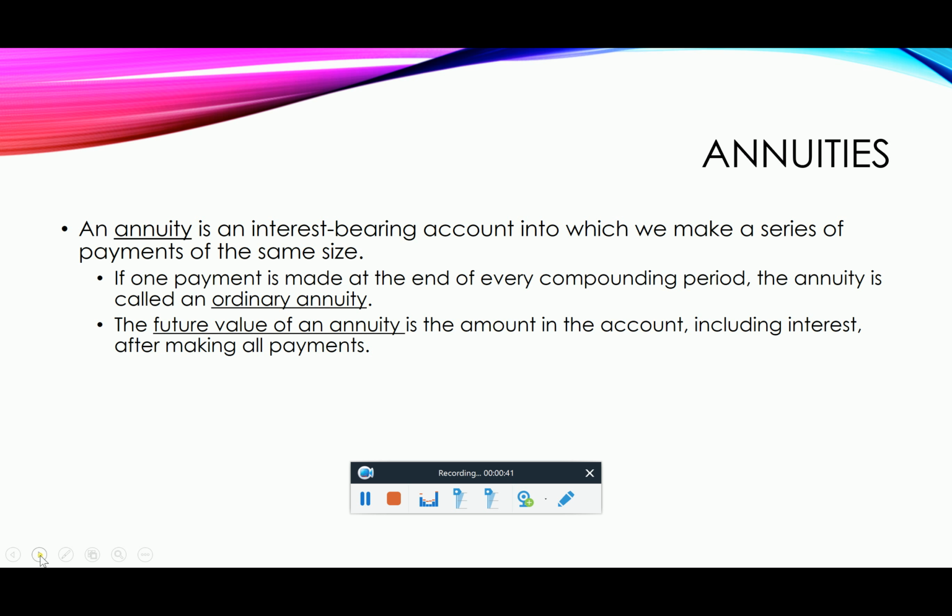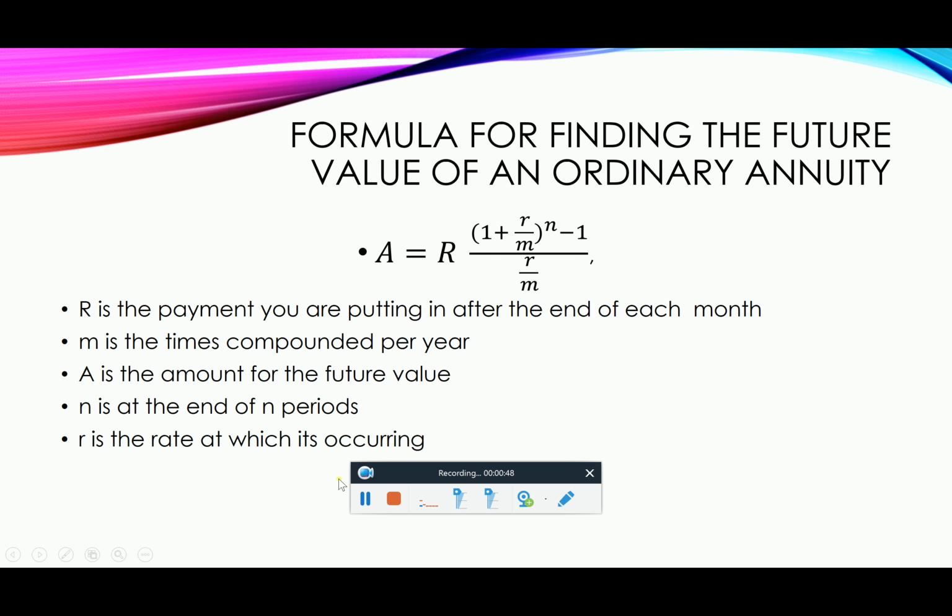The future value of an annuity is the amount in the account, including interest, after making all of your payments. So here's the formula. It looks a little overwhelming, and I'm going to rewrite it so it's like what we've been doing with the compound, because I did a little something differently.